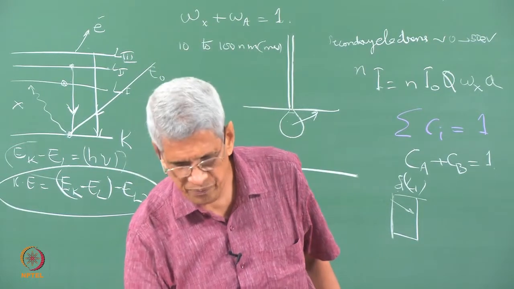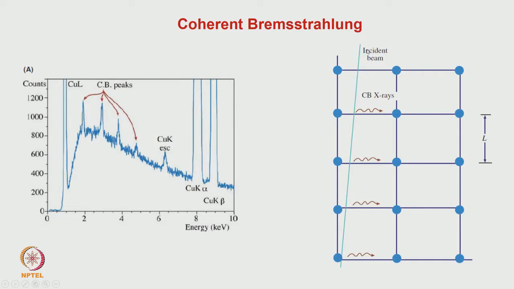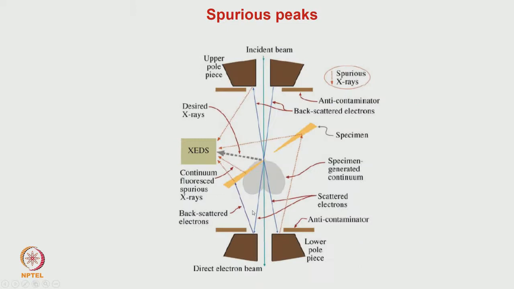Close to a small index zone axis pattern, we will get a lot of spurious peaks, and we also do not get the correct information about the composition of the elements present in the sample surface. This I will come to shortly.